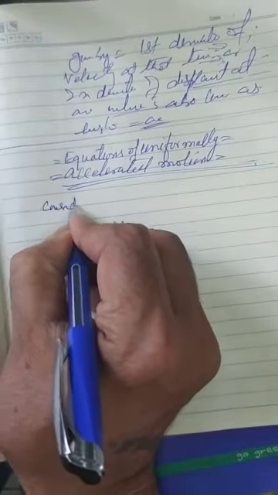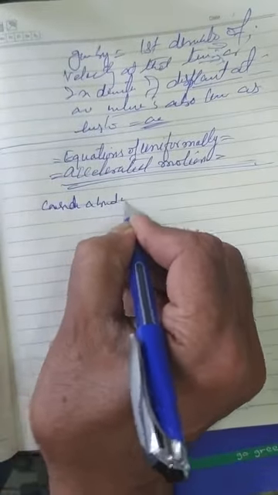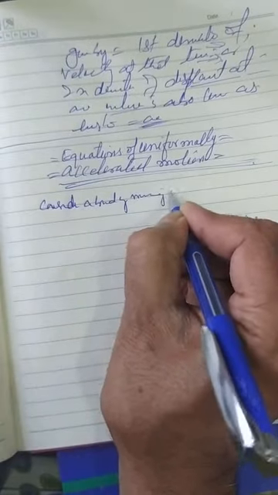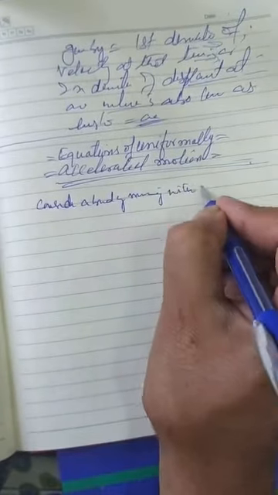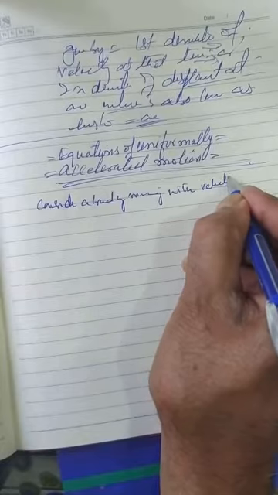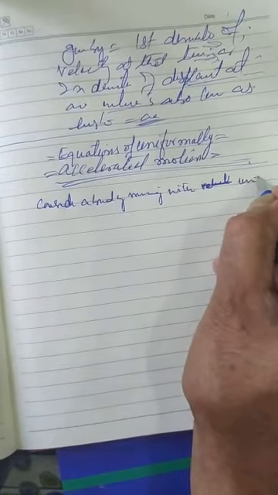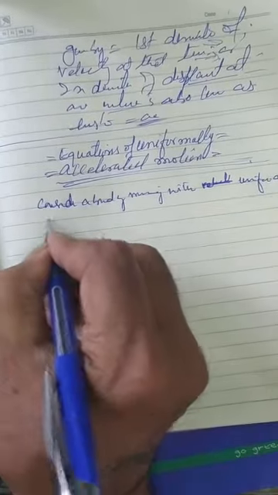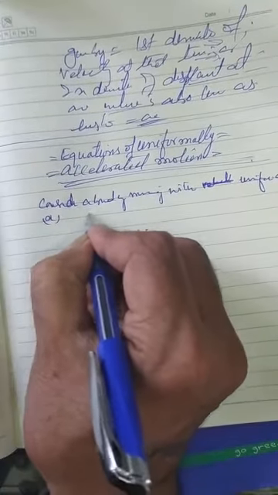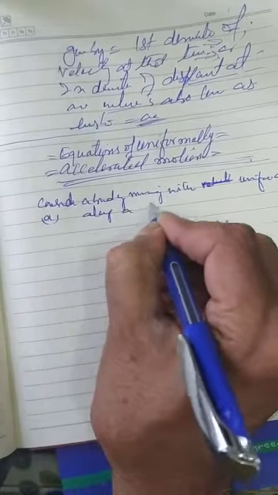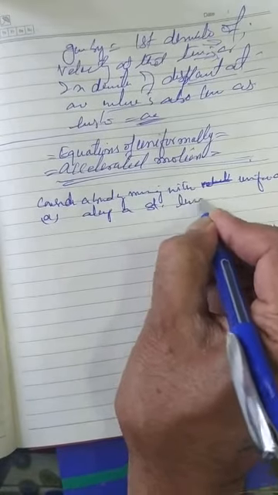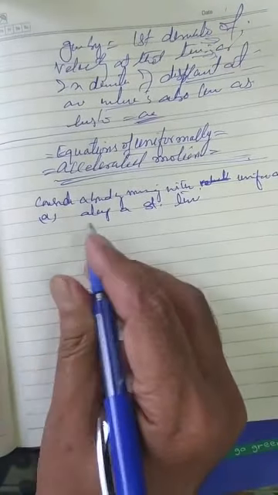इसके लिए हम क्या करेंगे, we will consider a body moving with velocity, uniform acceleration a along a straight line. ठीक है.